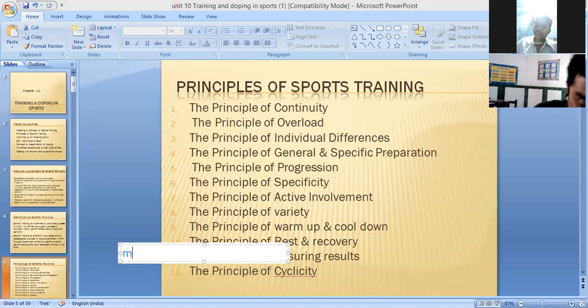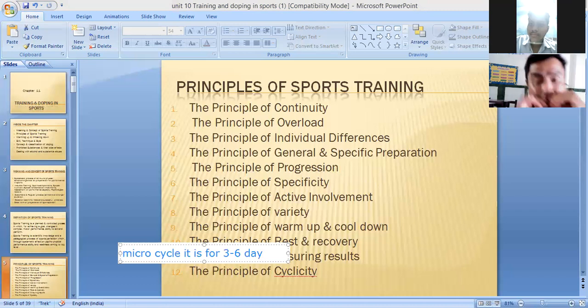First is micro cycle. The duration of the micro cycle is 3 to 6 days, or you can say the duration of the training session is 3 to 6 days. You apply it when the competition is very near, so you can apply this micro cycle.